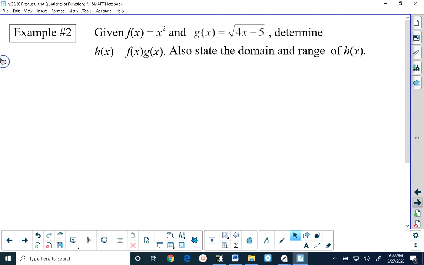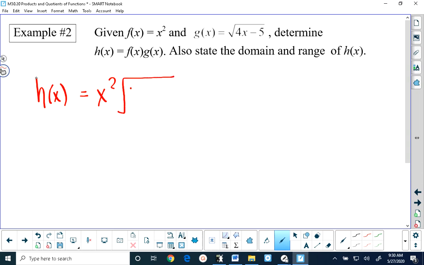Number 2, f of x is x squared and g of x is root 4x minus 5. What is the equation of the product? Well, there's really not much to explain here. The product of the two functions is the product of the two functions. That's it. You multiply the two functions together. What is the domain and range of h?